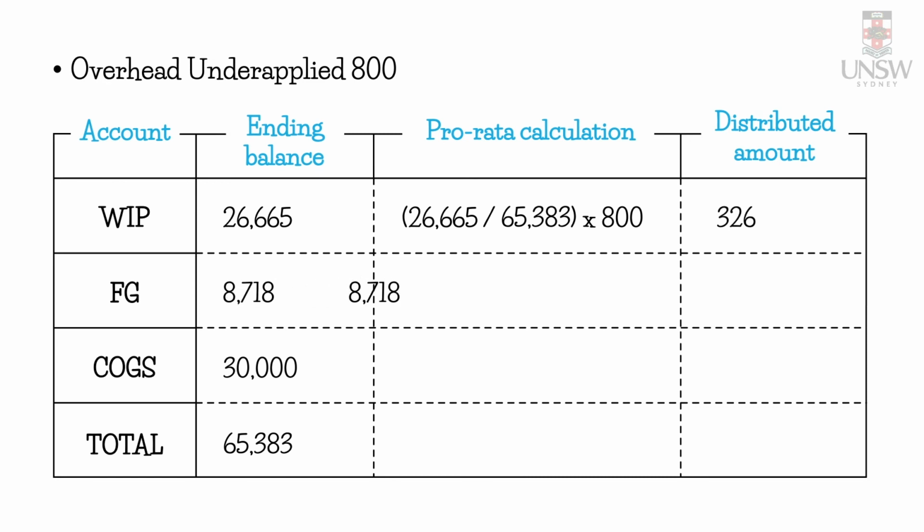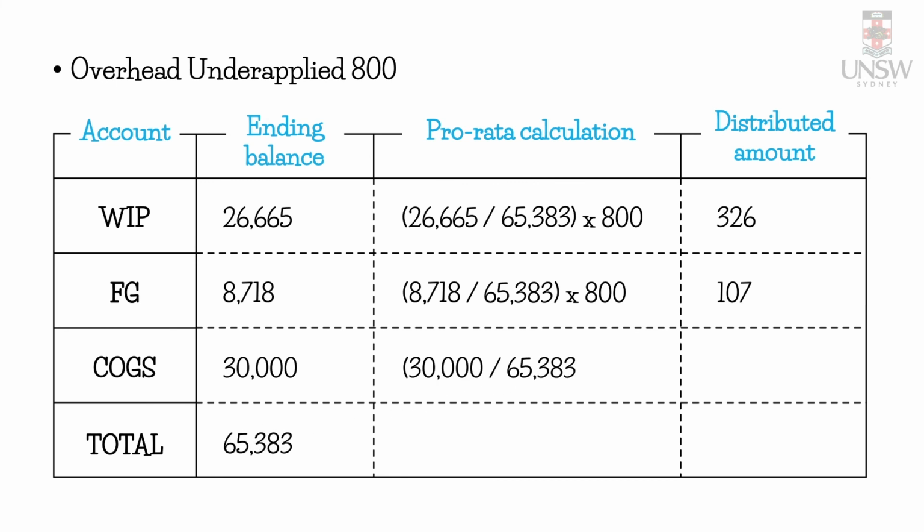Finished goods, we do the same. We take its ending balance, divide it by the sum of the three ending balances. This gives us 107. Cost of goods sold, we divide its ending balance by the sum of the three balances, multiply by 800, gives us 367. We can add up the amount that we distributed to all three accounts, and it comes to 800. This means that we have distributed that overhead underapplied across all three accounts.